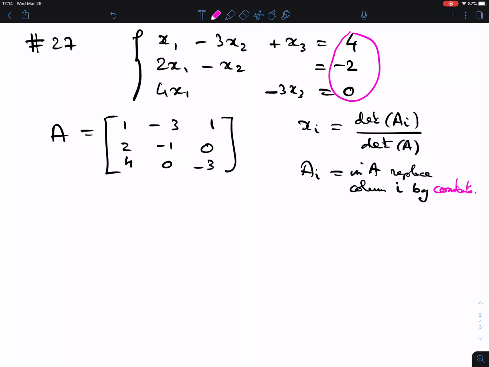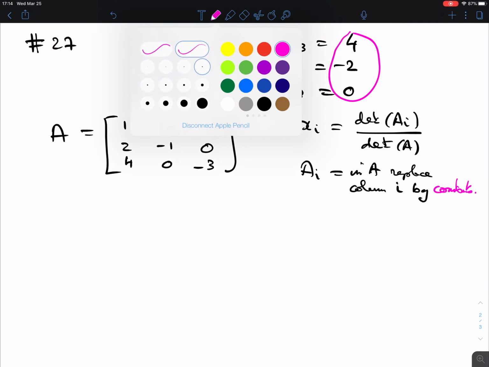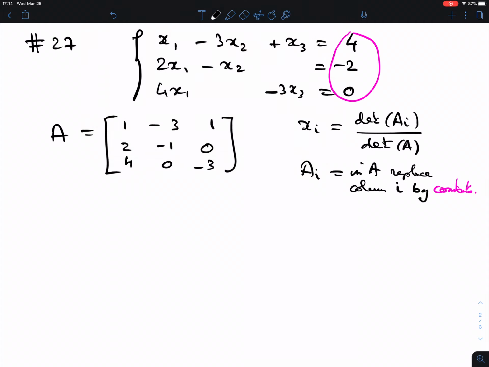Okay, so let's start with A itself. And since I don't want to expand here, I'm going to do row operations just to practice that. So let's write it this way: 1, negative 3, 1, 2, negative 1, 0, 4, 0, negative 3. There are many ways to do this, and I just want to do it a little bit differently than we normally do. Don't do this if you don't understand how to do it. Just do your usual way, but I want to show you that there's a lot of freedom, but you have to be very careful with this.